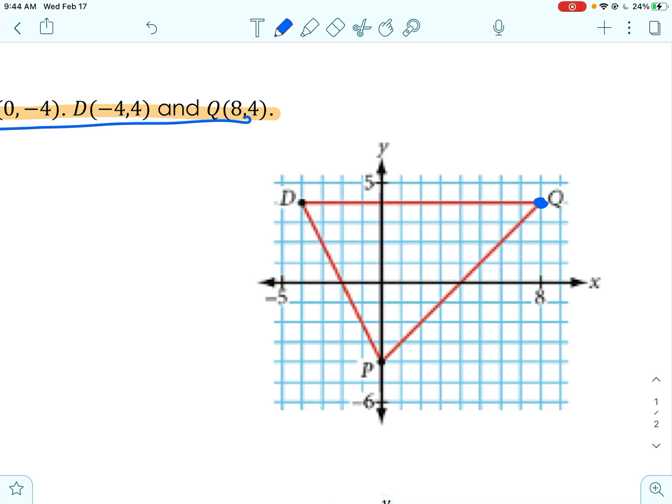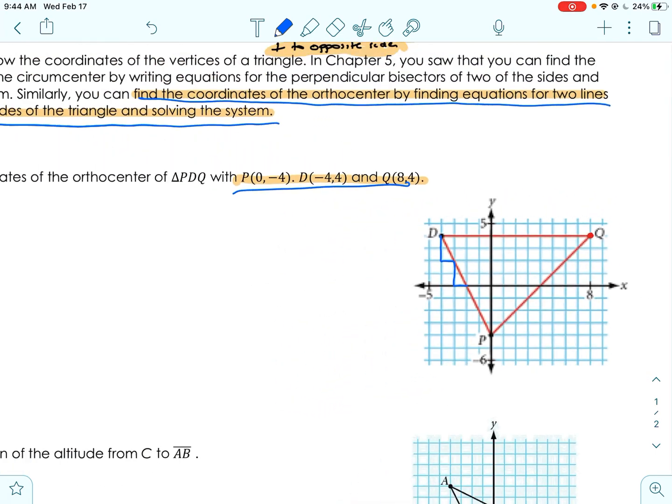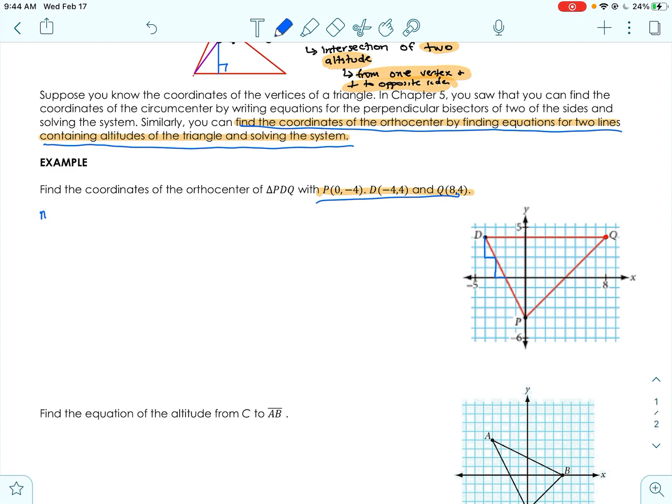So let's first take a look at finding the altitude that goes from point Q to side PD. The first thing that we would need to know is what is the slope of this side over here, PD. You can see that the slope of that side is going to be down 2 over 1, or negative 2. So the slope of side PD is equal to negative 2. That means that the slope of the altitude is going to be 1/2 because it has to be perpendicular. And we remember that the slopes of perpendicular lines are going to have opposite signs, and they're going to be reciprocals of each other.